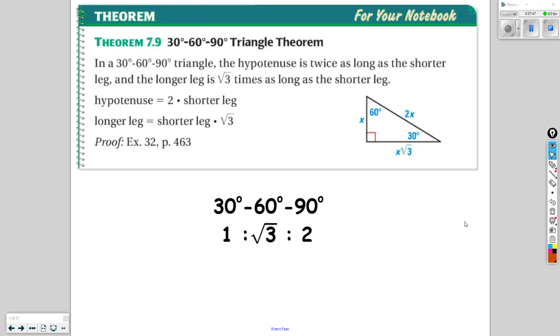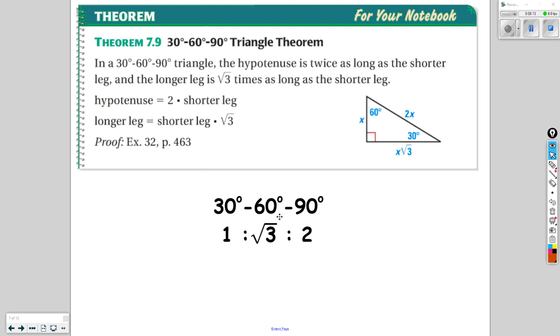All right, now we're talking about a 30, 60, 90 degree right triangle. In a 30, 60, 90 degree right triangle, the hypotenuse is twice as long as the shorter leg. The longer leg is root 3 times as long as the shorter leg. So the hypotenuse we could find just by multiplying the short leg by 2, and then the long leg we could find by multiplying the short leg by root 3.